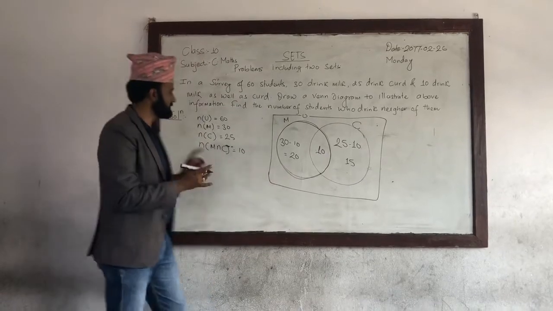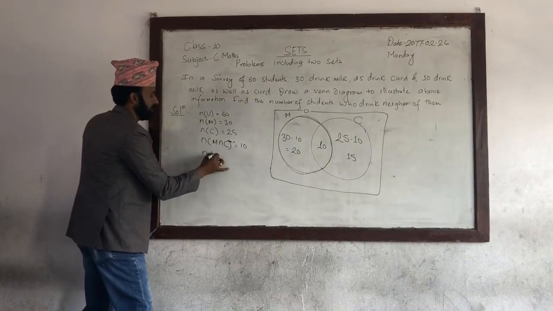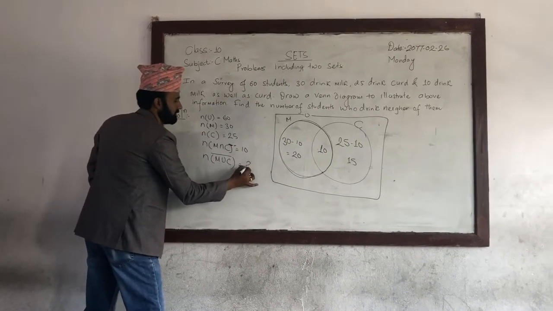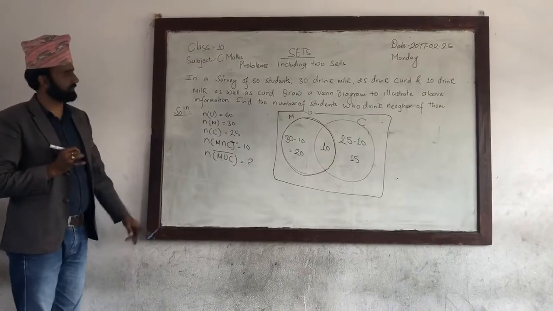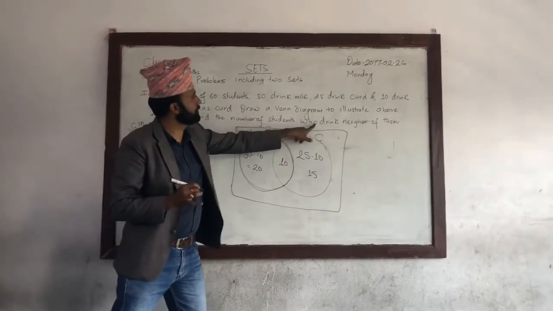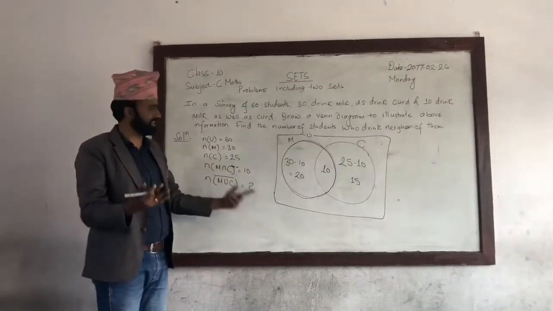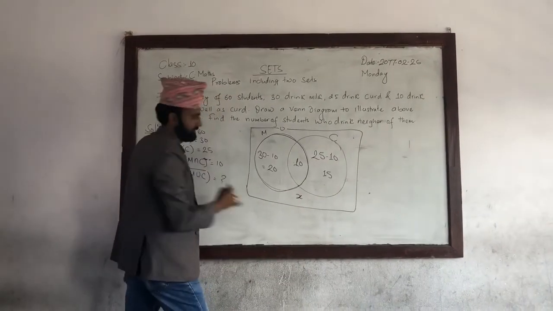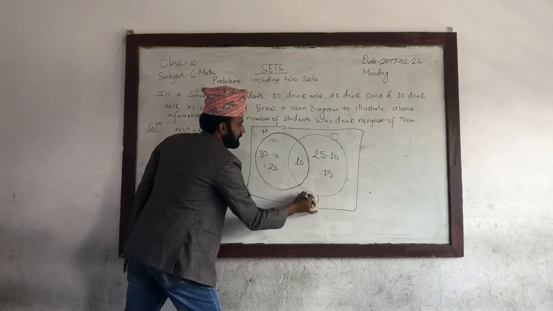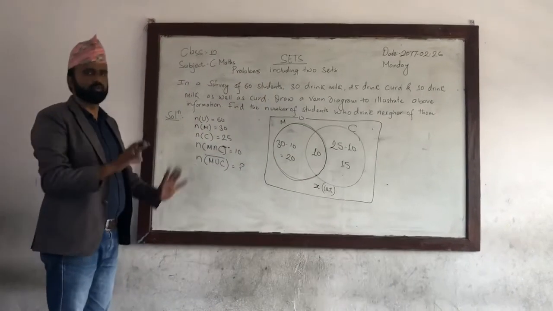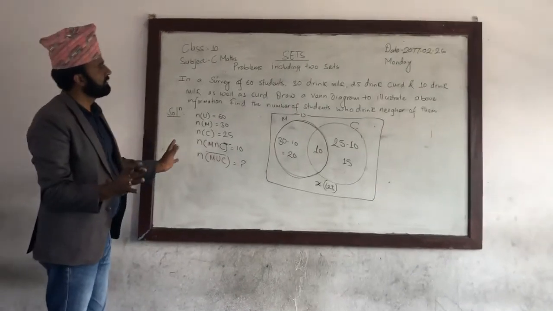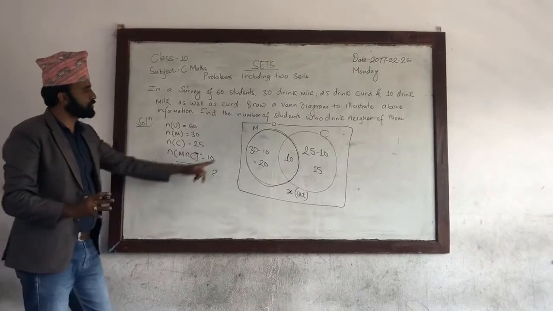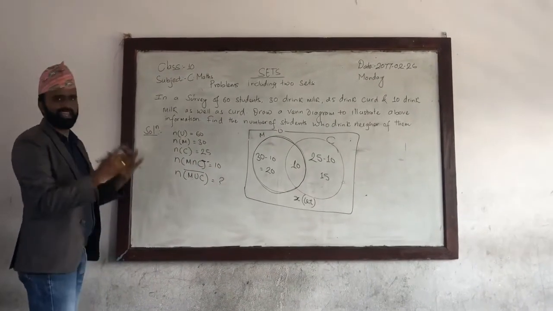That portion is M union C complement. That is unknown for us. Find the number of students who drink neither of them. We need to find out this. So let us suppose how many students are here? Yes. We can let X number of students do not like to drink both of the drinks. Now using this Venn diagram, we can solve very easily.